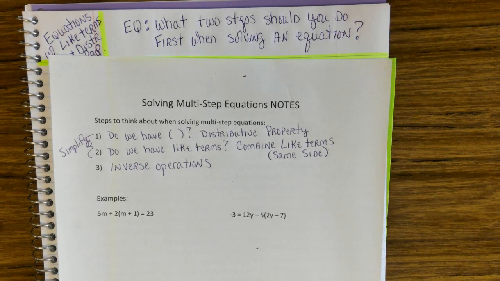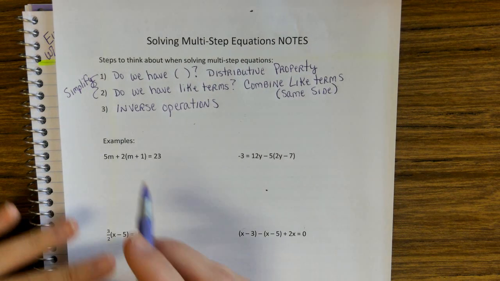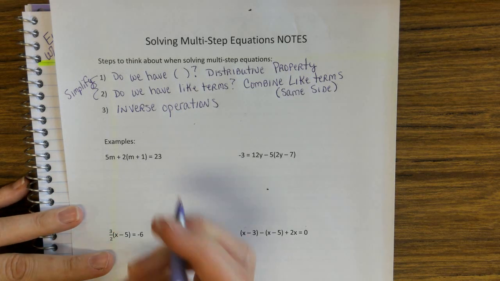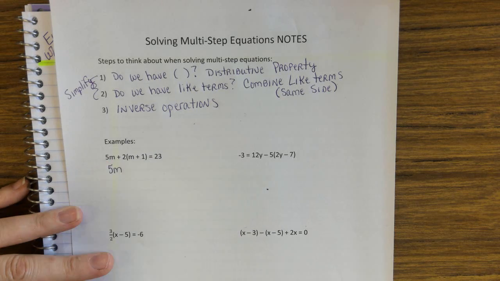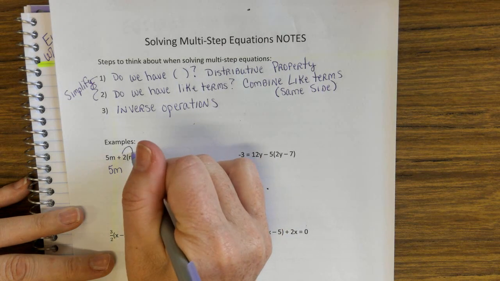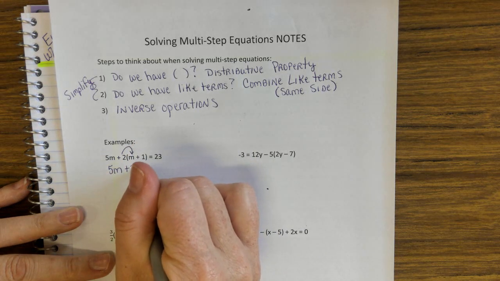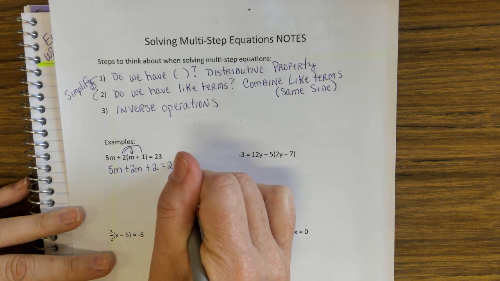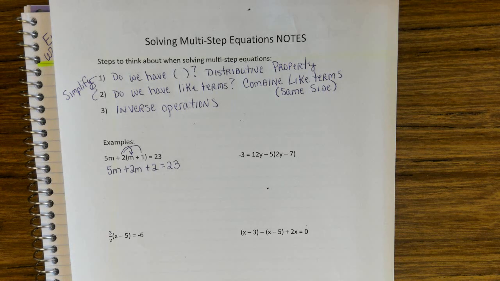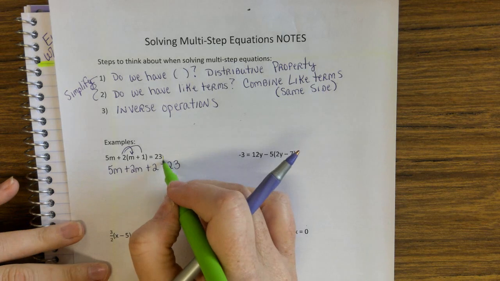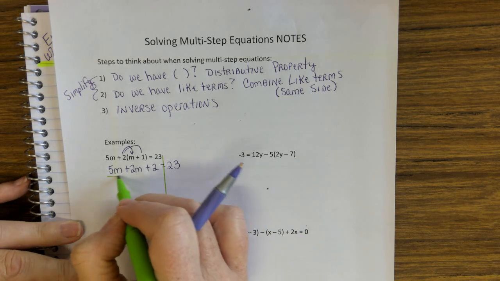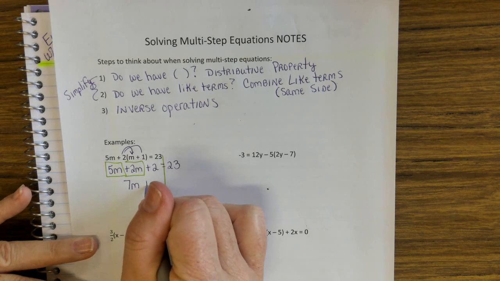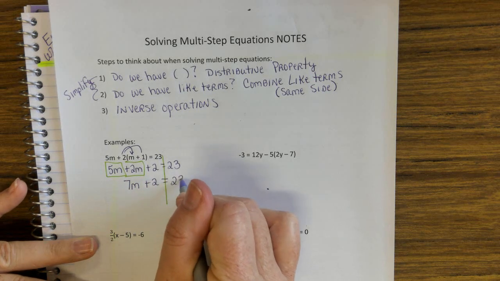Okay. So let's look at the first example. We do have some parentheses, so the first thing I would want to do is distribute. The 5m stays as is for right now. And then we're going to do 2 times m, and then 2 times 1, which was positive 2. Now let's look for some like terms. Remember, they have to be on the same side of the equal sign. So I've got 5m plus 2m, which makes 7m plus 2 equals 23.